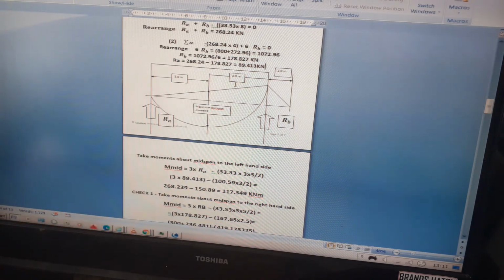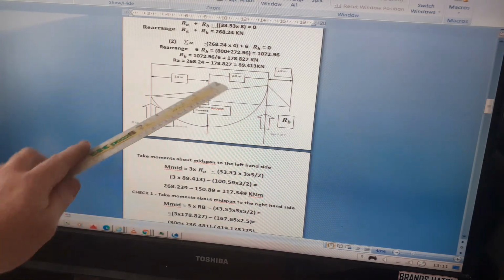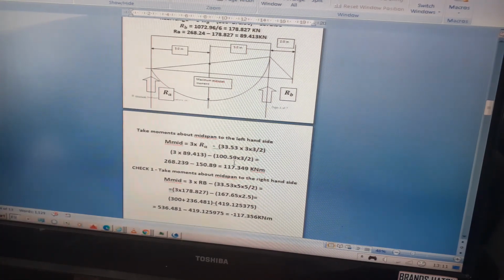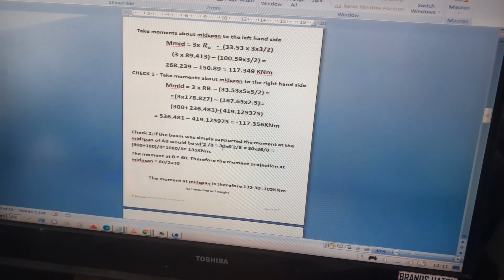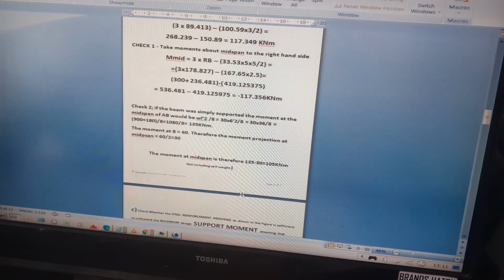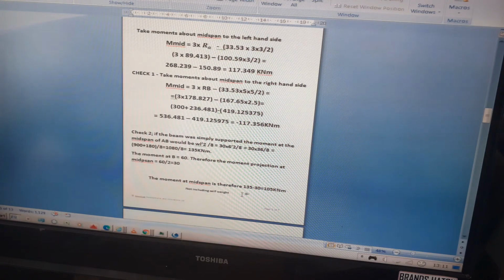So if we add, we know that position there is 30, then WL squared over 8, that's without the self weight, 30 times 6 squared divided by 8. That gives you 135 kilonewton meters. And the moment due to the cantilever projection is 30, so that gives you 105. So basically that's the same as 117, but without the self weight. So that's how I checked that it would be okay.